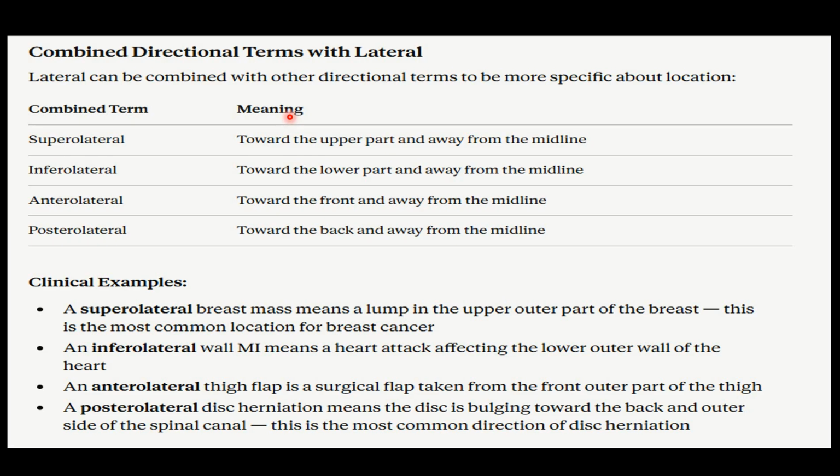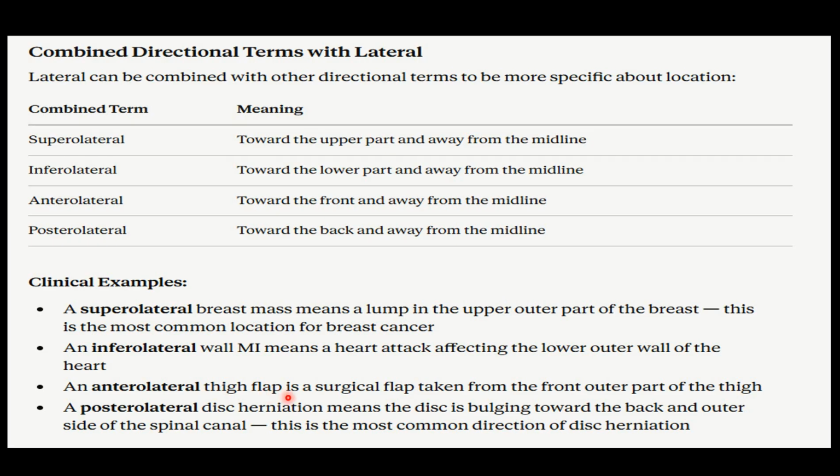Now if we talk about the clinical examples, you can see some examples here. A superior lateral breast mass means a lump in the upper outer part of the breast. This is the most common location for breast cancer. Inferior lateral wall MI means a heart attack affecting the lower outer wall of the heart.